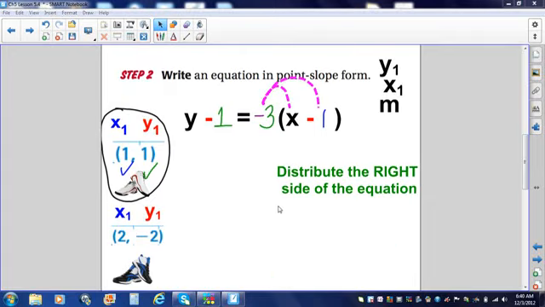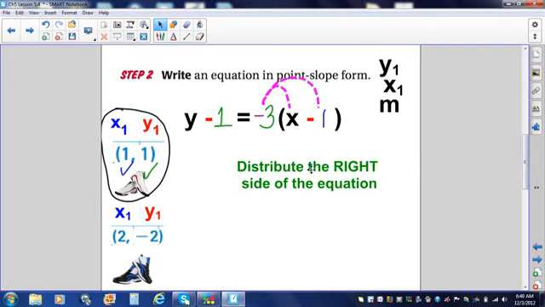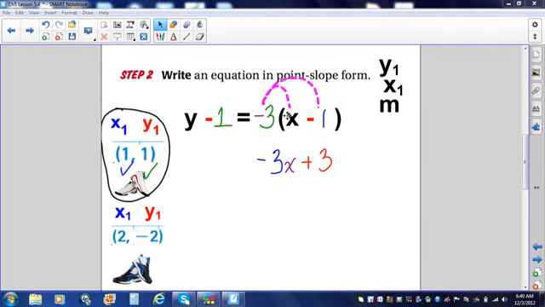The question above asked me to write my equation in standard form. This is point-slope form. So the next thing I'm going to do is distribute the right side of the equation, using the distributive property here. -3 times x is going to be -3x. -3 times -1 is going to be +3. Now I copy the rest of the equation. I have y minus 1 equals negative 3x plus 3.